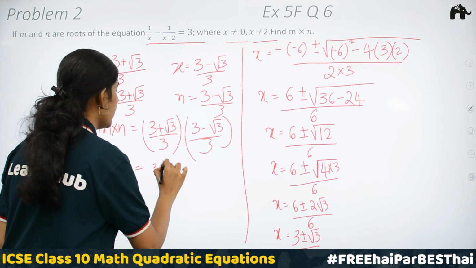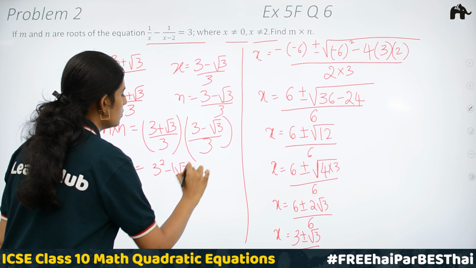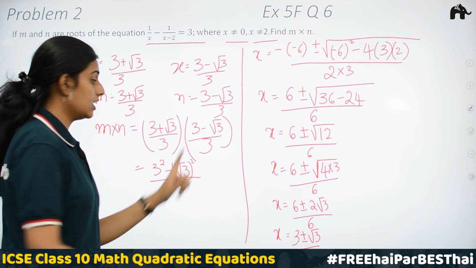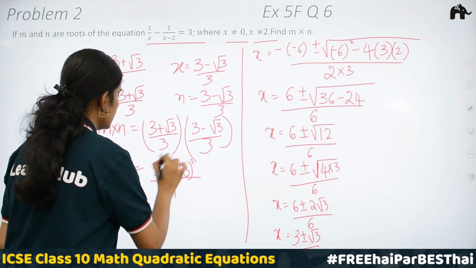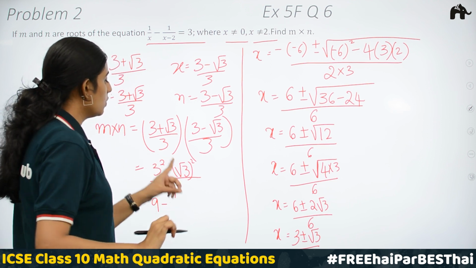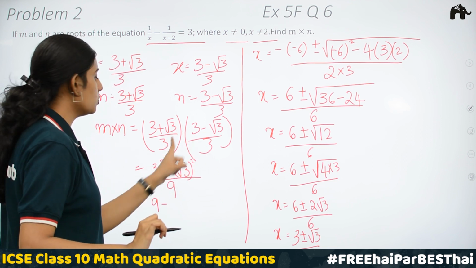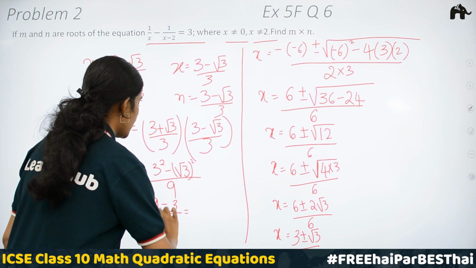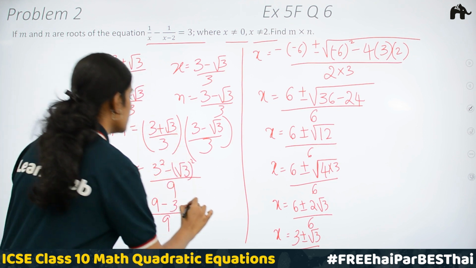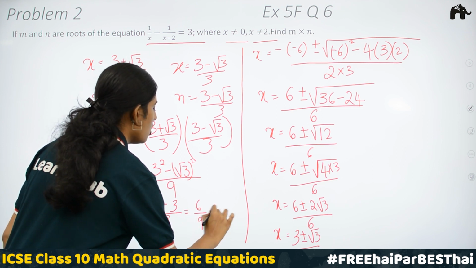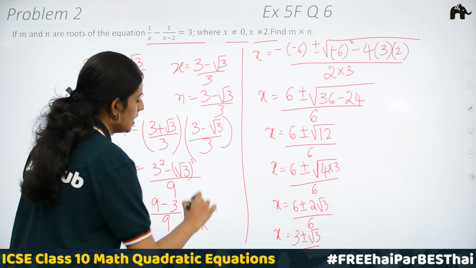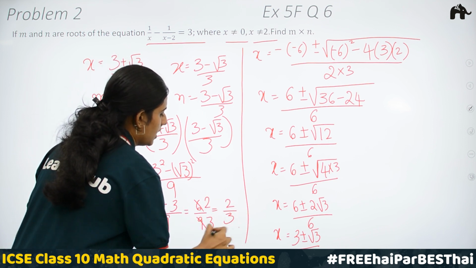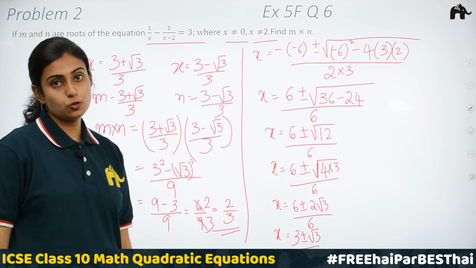That is 3 square minus root 3 whole square. What about the denominator? We have 3 into 3, 9. 3 square is 9 and root 3 whole square, removing root and square, we get 3. 9 minus 3 is 6. 6 divided by 9, cancelling with 3: 3 2s are 6, 3 3s are 9. 2 by 3 is your final answer. m into n is equal to 2 by 3.